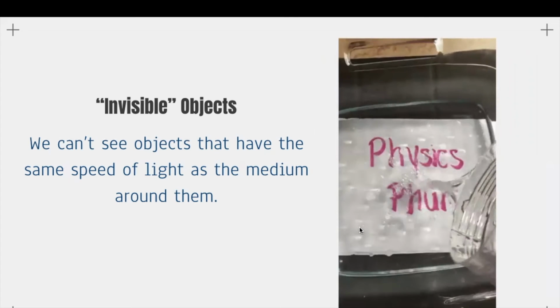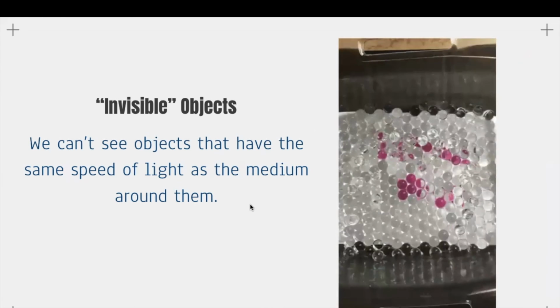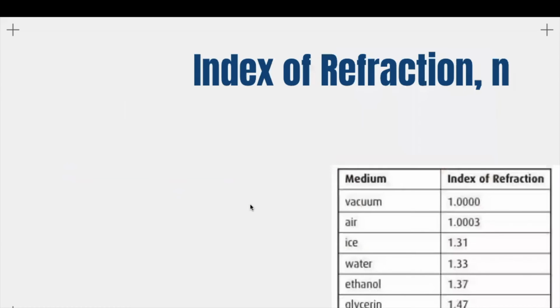All right, so invisible objects we can't see because they have the same speed of light as the medium around them. So this comes to a new symbol, new quantity. This symbol is N, the index of refraction. If I know that certain materials are invisible because they match the speed of light of the material around them, we're going to use this index of refraction as a shorthand for its speed.